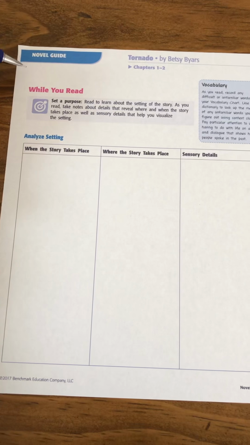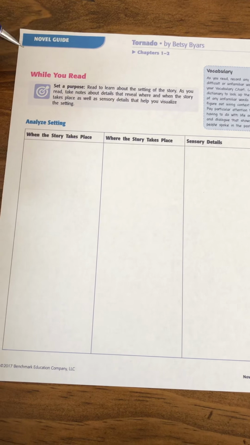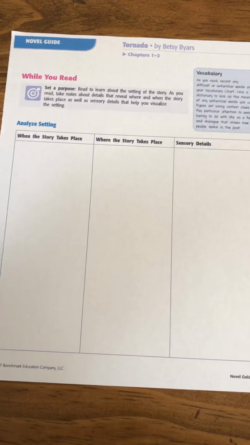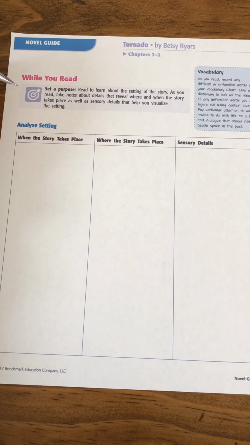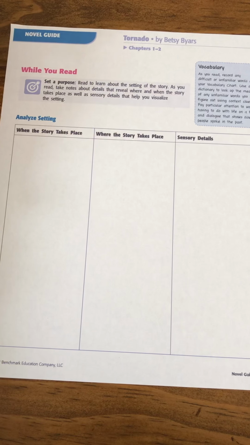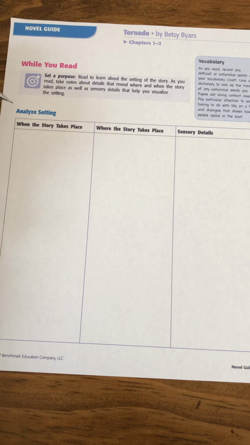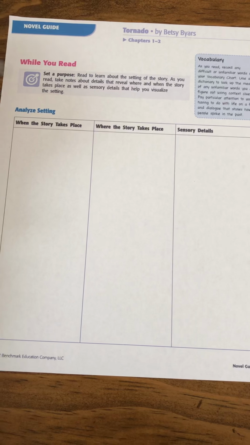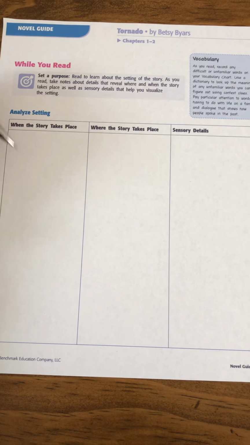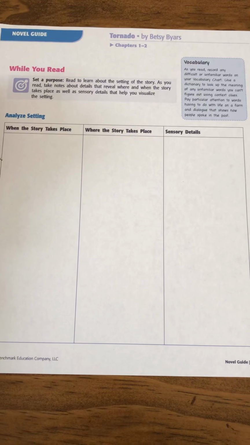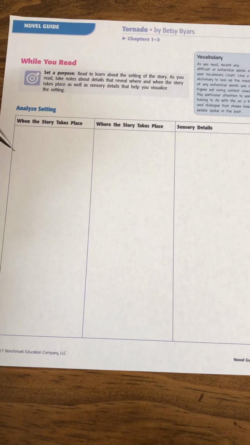While you're reading, you need to be working on this one. So you should have the book open on your computer and this in front of you. All right. And what you're going to want to do here is see if you can find information about this setting and analyze it. So on this side, you need to list when the story takes place. It might not say explicitly. You may have to make an inference.